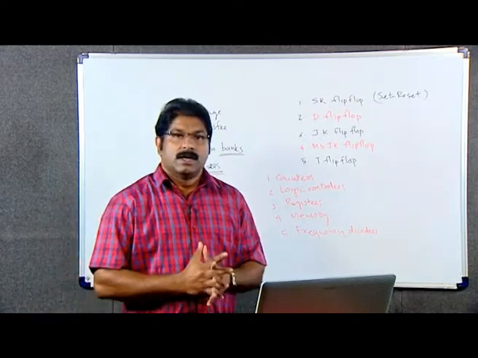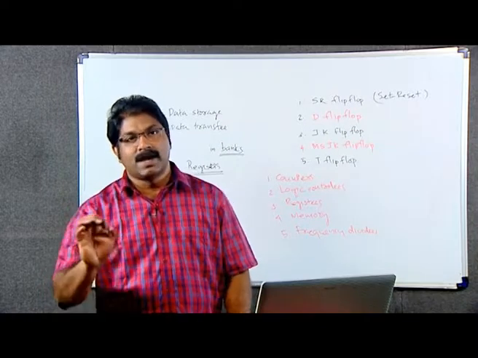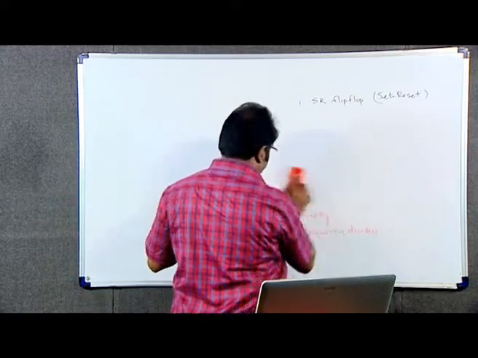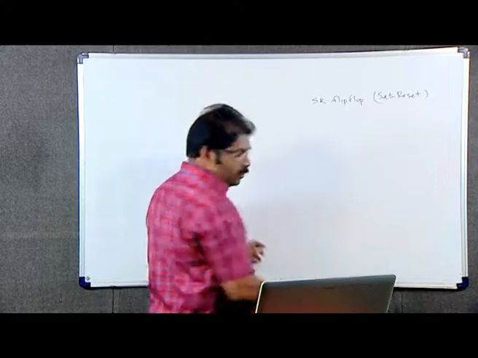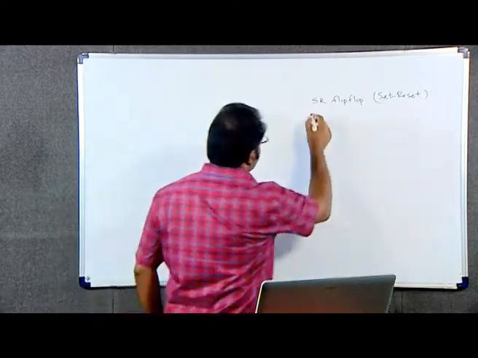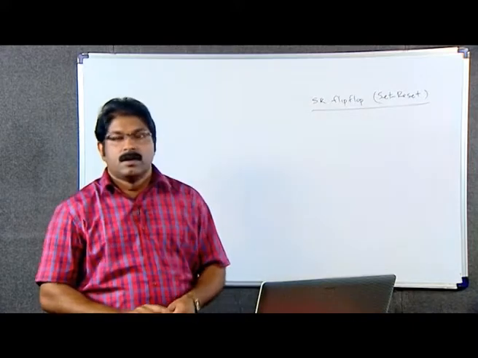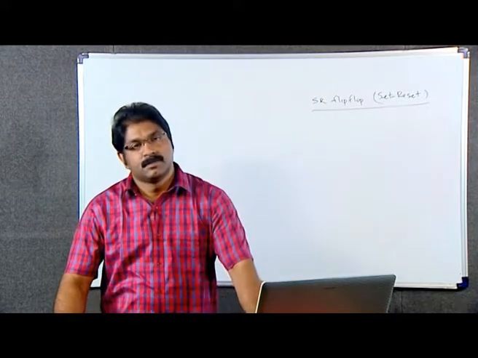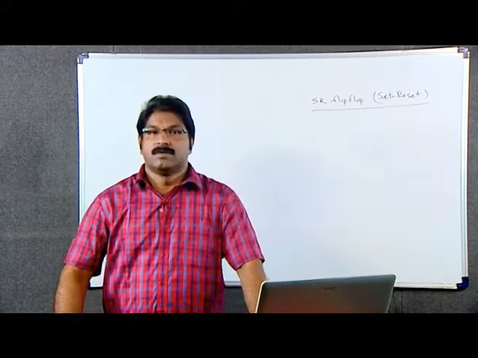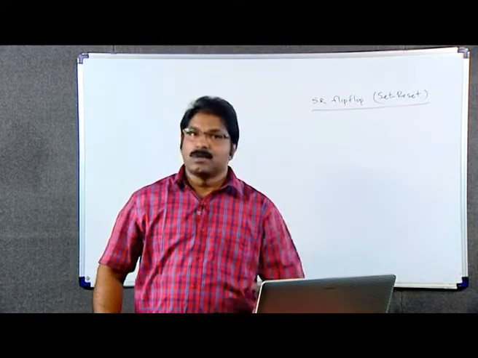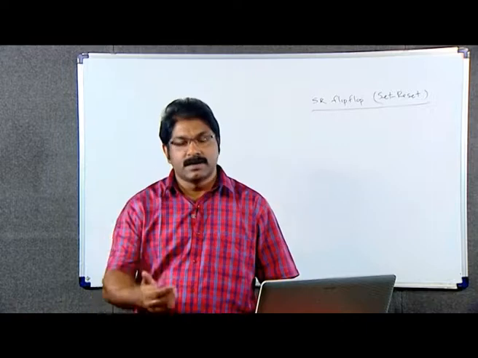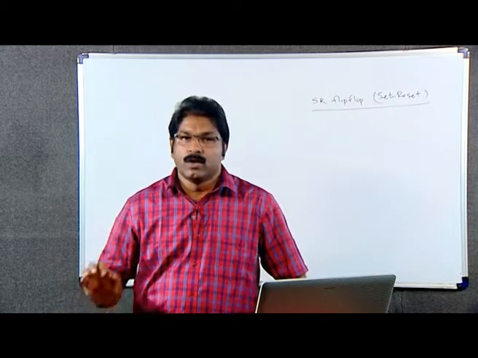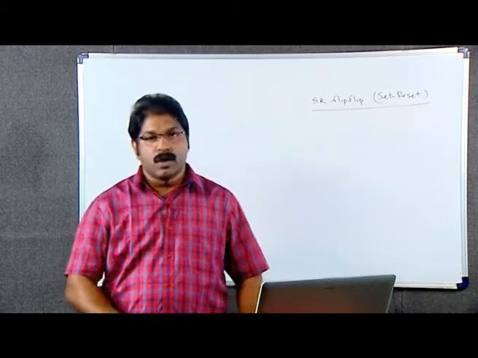Okay, let us start with the elementary type of flip-flop, the SR flip-flop or the set reset flip-flop. This is the simplest binary storage device. The SR flip-flop has two inputs. The inputs are called set and reset, and they will have two outputs. The outputs are denoted by Q and Q prime or Q complement.